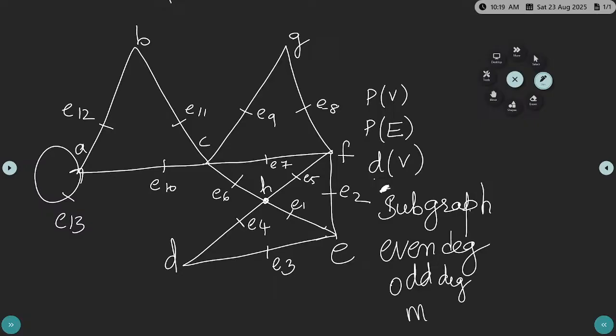Is it a multigraph? Check it if it is a multigraph or not. Don't say no, check it first.